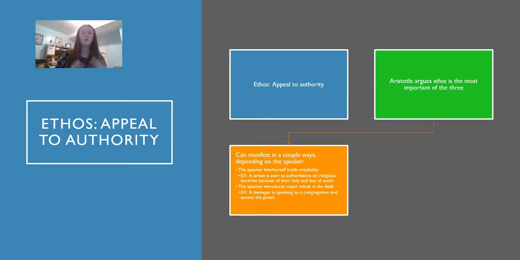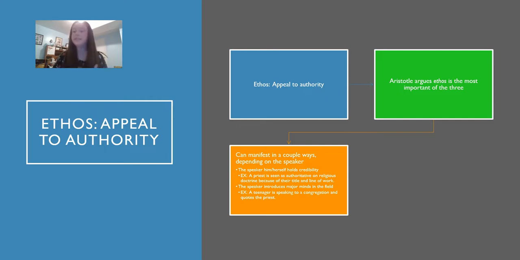The final appeal that we are going to discuss, the final of the three artistic proofs, would be ethos. And that, simply put, is your appeal to authority. So what this really comes down to is your trustworthiness as a speaker. And because of that, Aristotle actually argues that ethos is the most important of the three artistic proofs.